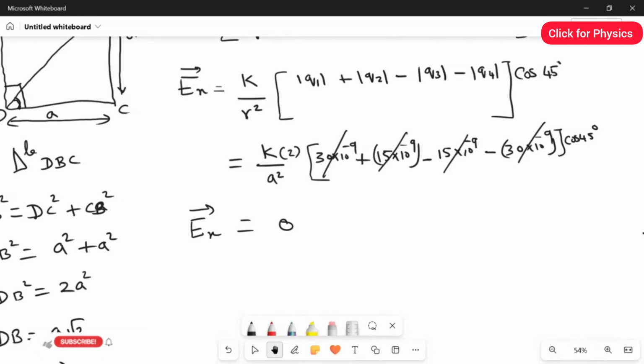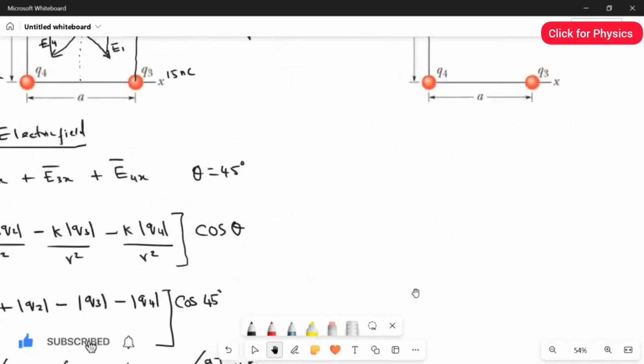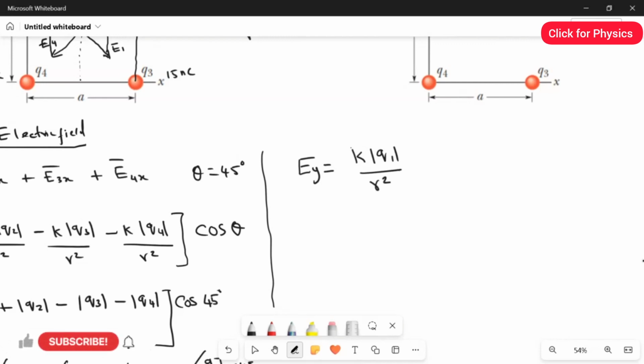Now we have to find the same thing for y component. So for y component also the value of r is same, but what you have to do, we have to write the equation separately like this. So how can I write? So this is for x component. You have to write the same thing for a y component. So how we can write? E of y, which is equal to, I have to write the formula k magnitude of q1 over r square, k magnitude of charge q2 over r square.